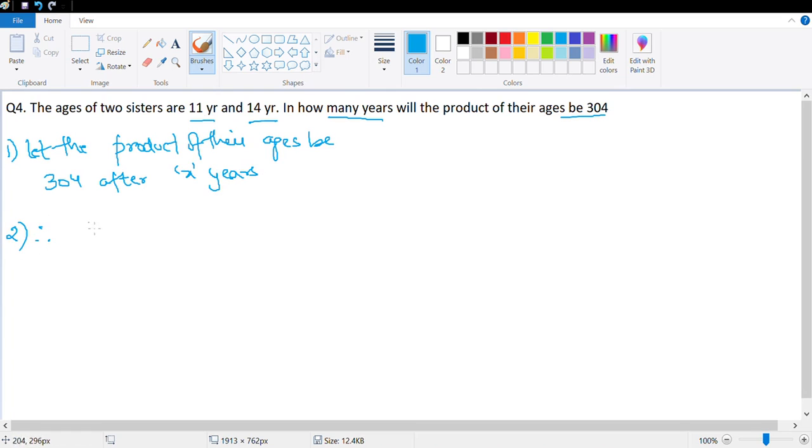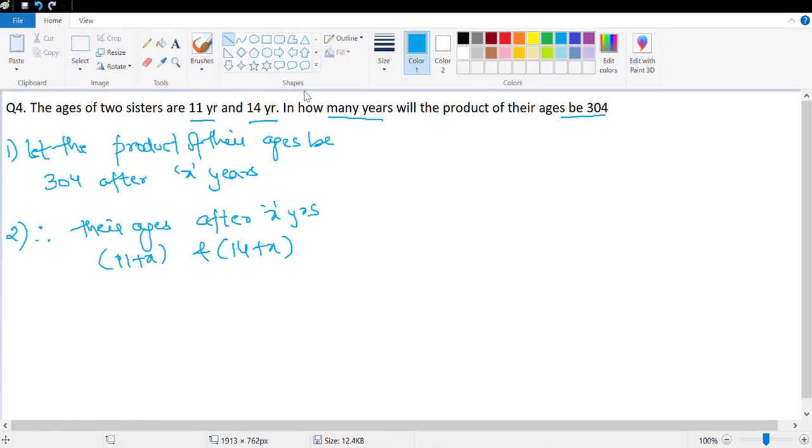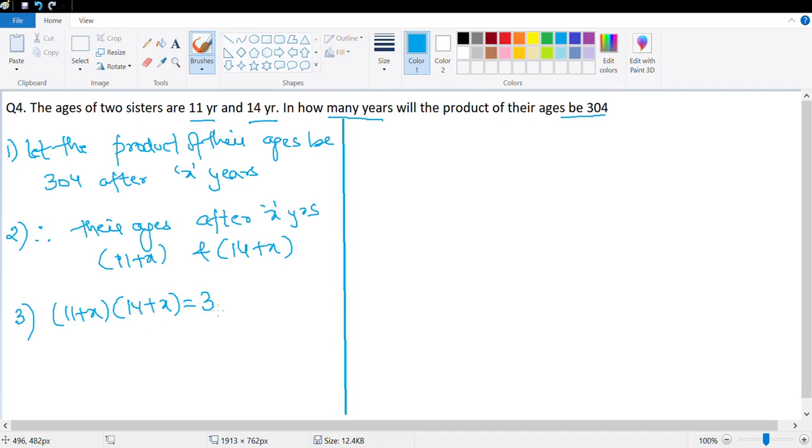So therefore their ages after x years would be 11 plus x and 14 plus x. So if they are today 11 years old and 14 years old, after x years, they will be 11 plus x and 14 plus x. So what's given is 11 plus x multiplied with 14 plus x is equal to 304. Let's open the bracket. So 11 into 14 is 154, plus 11x plus 14x plus x square is equal to 304.